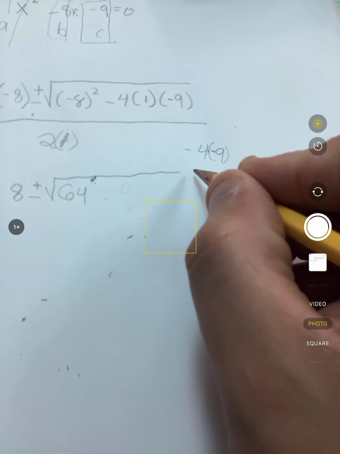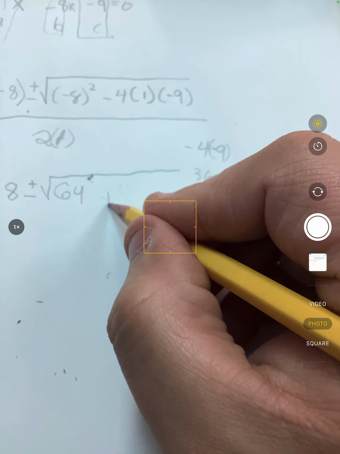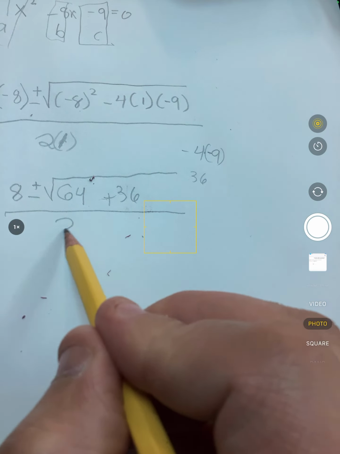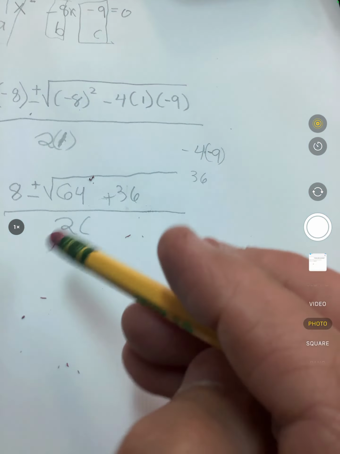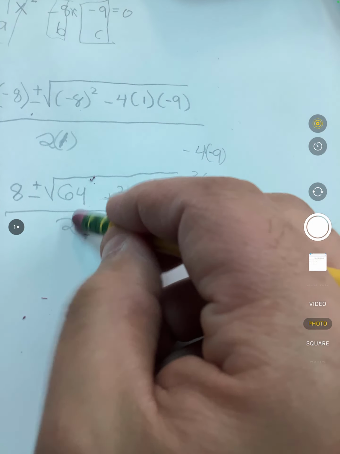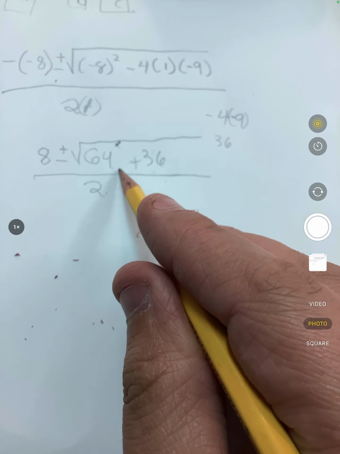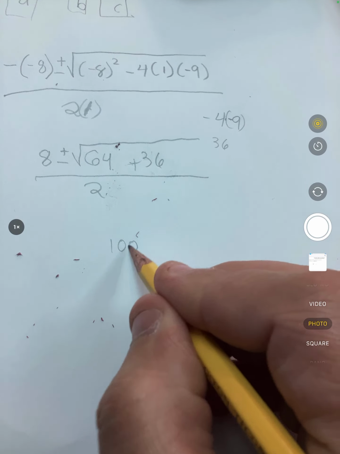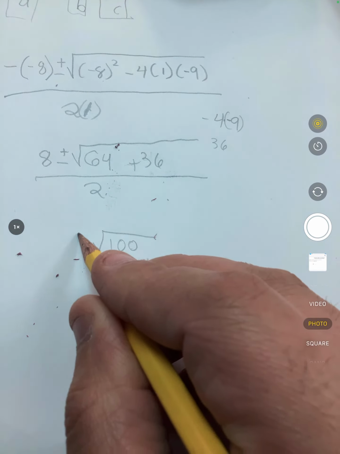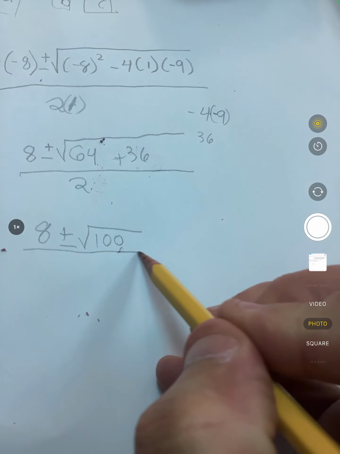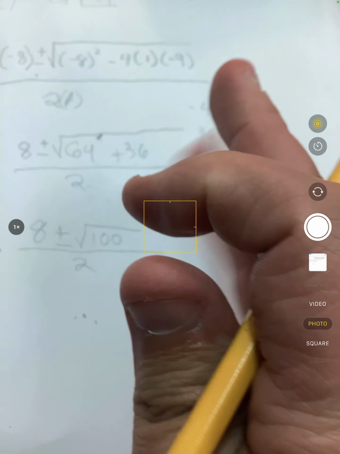And that is positive 36. So plus 36. All of that gets divided by 2 times 1, which happens to be 2. Okay. From there, we solve what's inside the parentheses. 64 plus 36 is 100. So it's the square root of 100, still with the plus or minus there, and all of that gets divided by 2.